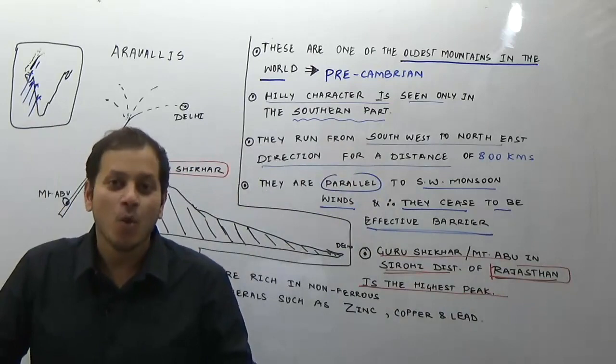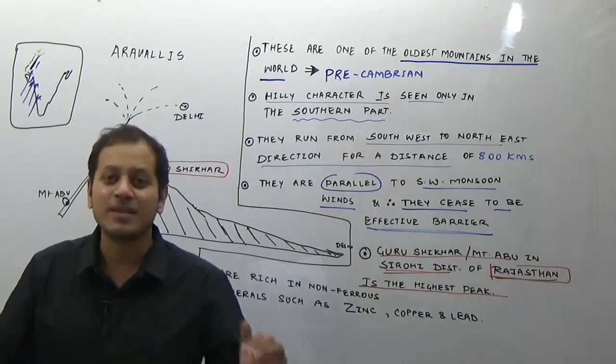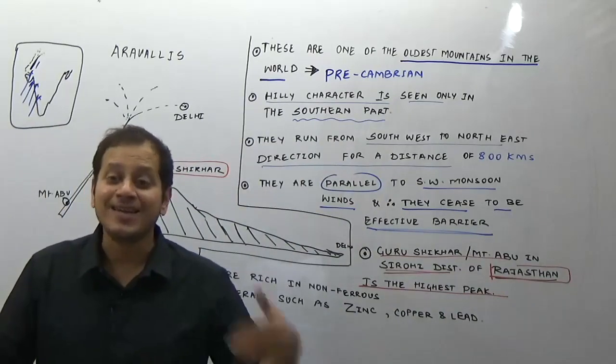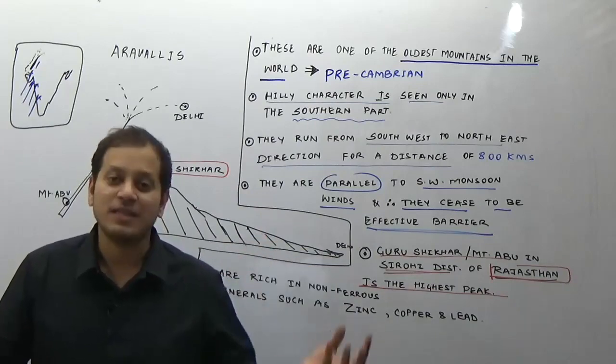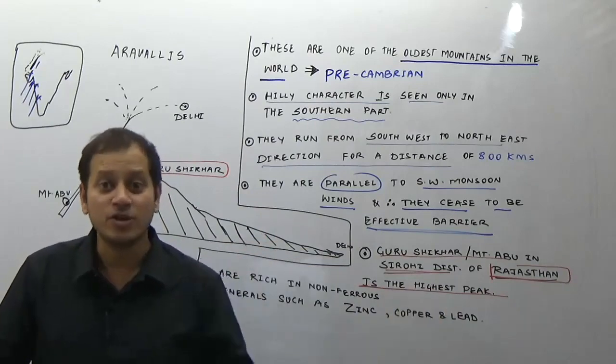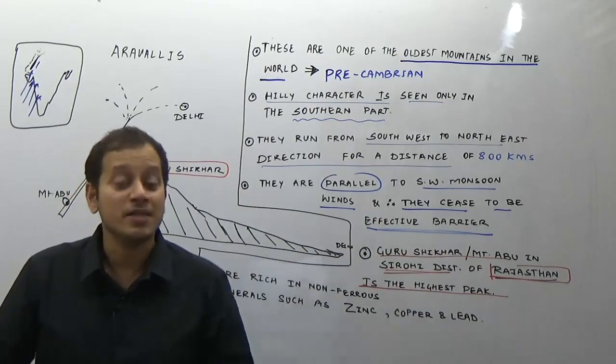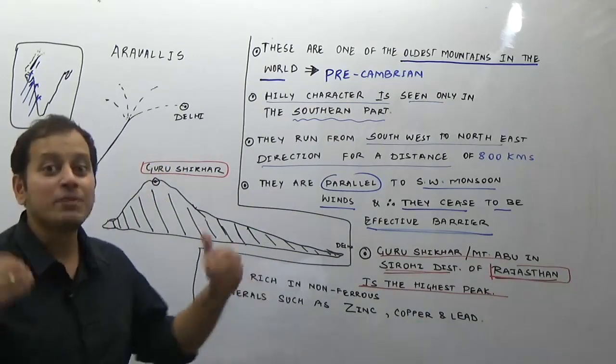Guru Shikhar. Why Guru Shikhar? Because there is a mythological story, and it is one of the famous pilgrimage centers for Lord Dattatreya of Hindu mythology, of the Hindu religion. So Guru Shikhar, therefore the name Guru is there.